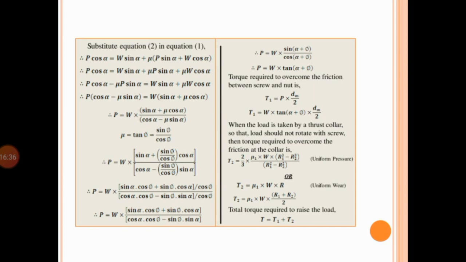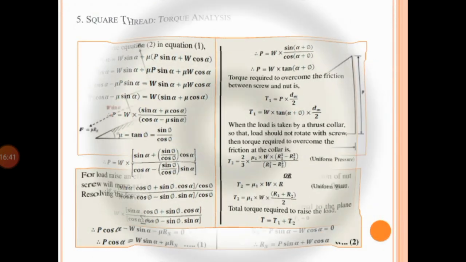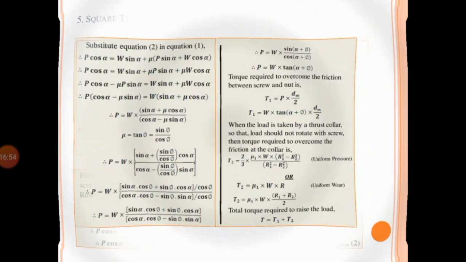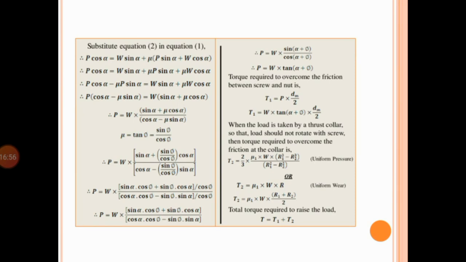Now suppose there is a screw jack and a collar is used. Of course the collar also provides some kind of resistance torque. So for that you need to calculate the torque T2, which overcomes the collar resistance torque offered by the collar. For that there are two famous theories: one is uniform pressure and the other is uniform wear theory. Look at the equation of T2 for both cases. Generally the uniform pressure theory is applicable whenever you are using a new screw or screw jack, and the uniform wear theory is applicable whenever you have an old screw jack or any power screw.